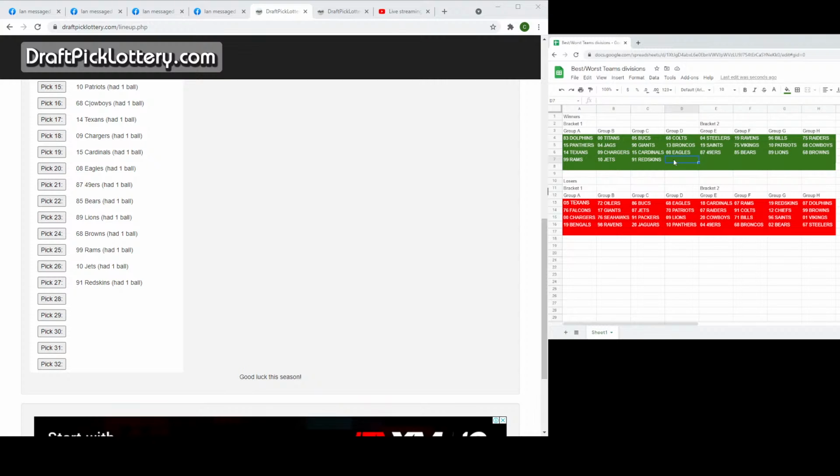The Buccaneers are an unknown, a lot of that. The 11 Packers with Aaron Rodgers. They sim the best. They're with the Colts, the Broncos. We're going to see Manning and Rodgers. We could see a Manning versus Brady championship for the Broncos and the Patriots because they're in the different brackets. We'll get to that in a second.